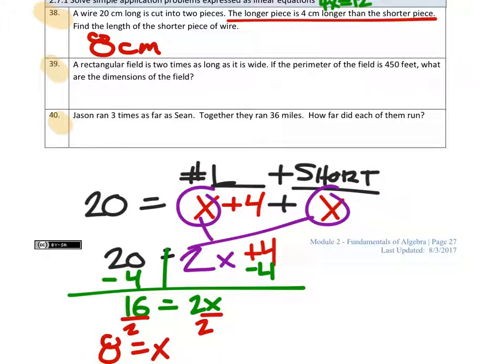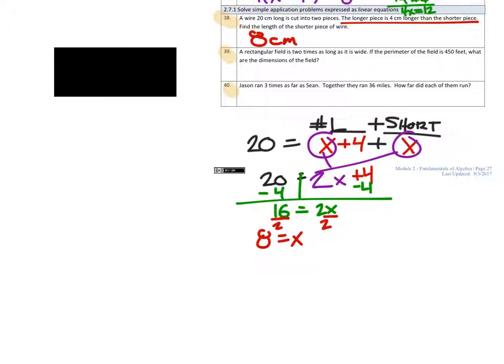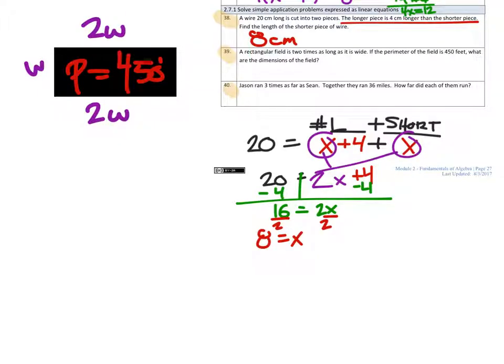What about 39? A rectangular field is 2 times as long as it is wide. If the perimeter of the field is 450 feet, what are the dimensions of the field? So I'm going to make myself a rectangle right here just so I can see this visually. And I already know that the perimeter is 450 feet. And it says that it's 2 times as long as it is wide. So if I took the width, the length is 2 of the widths, which means that this other length is 2 widths, and then this width is the width.